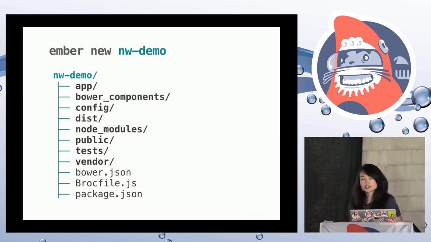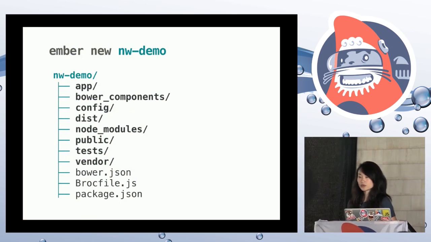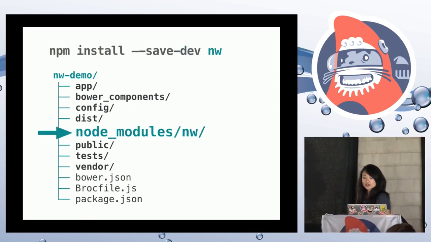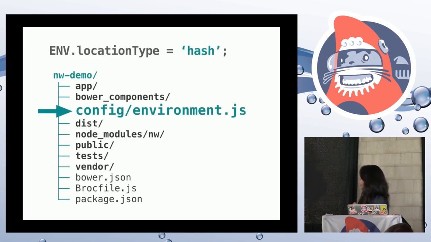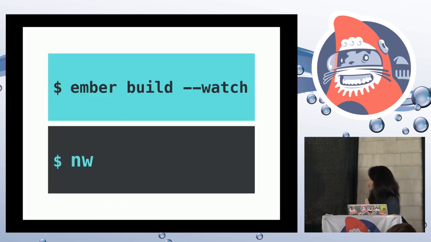This is a typical Ember app that you would get if you were to create it with Ember CLI. And as we saw earlier, the first thing you would have to do is bring in the NW dependency, and update the package.json to have the main field pointed at your index.html file in the dist folder. Now this next thing is unique to Ember: you want to go into the config environment.js file and modify the router location type, set it to hash so that it doesn't try to use history. That's because we don't have any web server involved. But those three steps should get you in a good state to now build and launch the application.